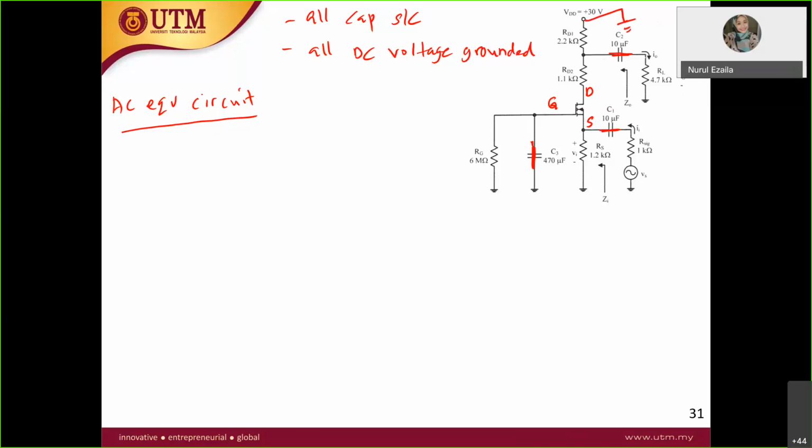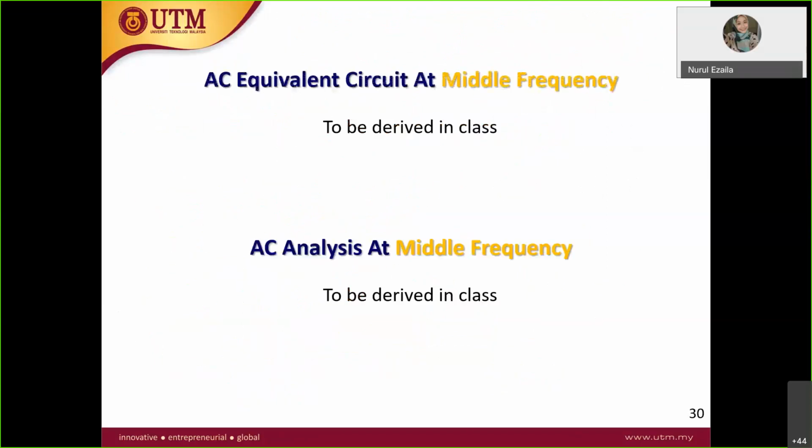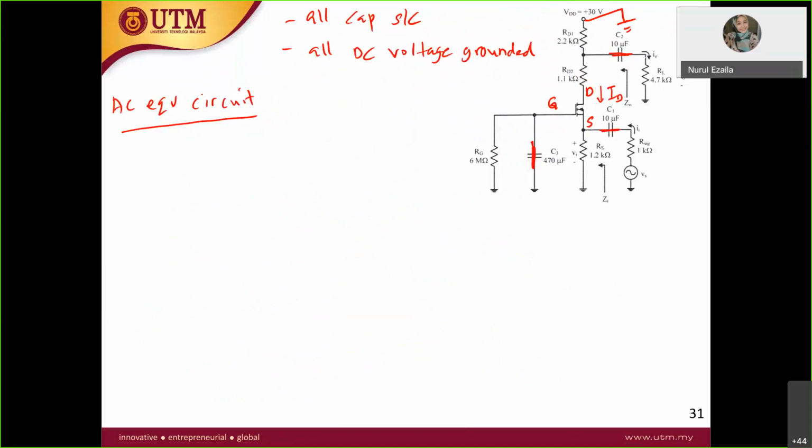So let's draw the AC equivalent circuit. As you can see from here, this is NMOS, therefore current is going down from drain to the source. Look at the hybrid pi model over here. Draw the hybrid pi model first. You have gm VGS and VGS over there. So you have the hybrid pi model with gm VGS.